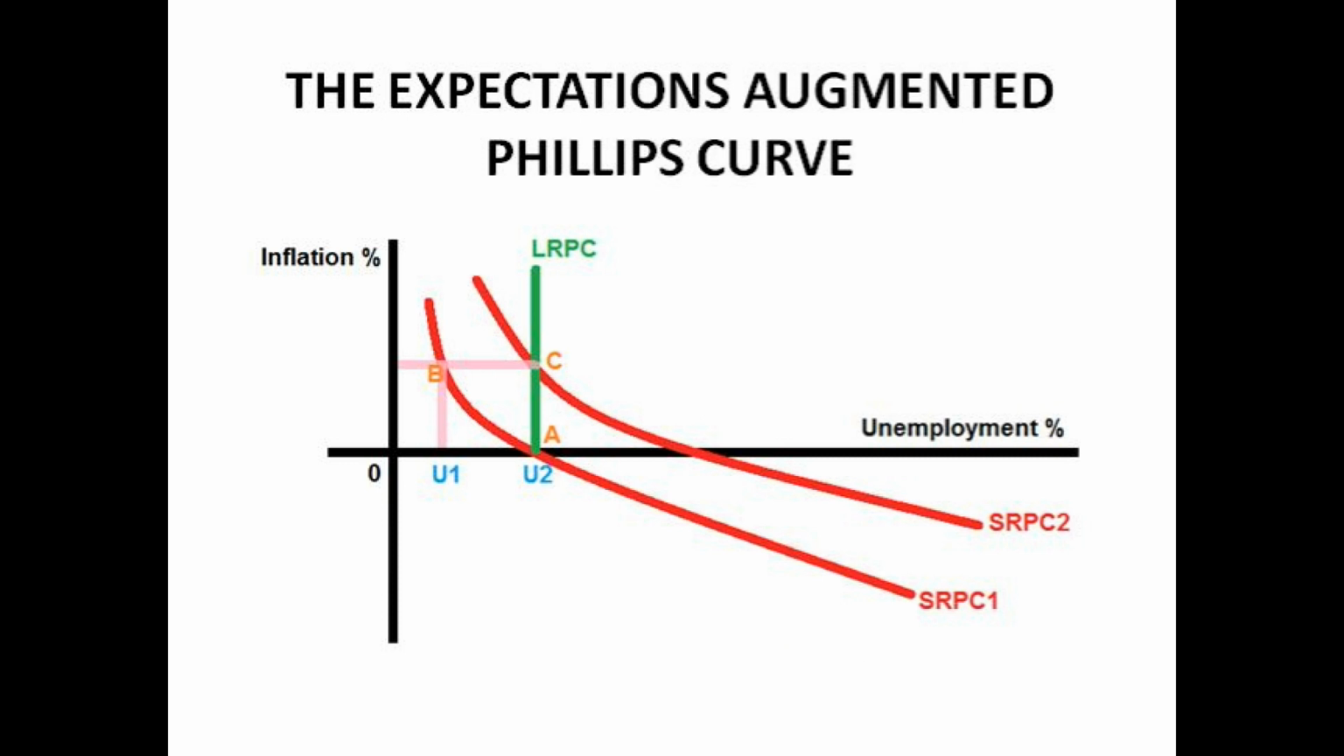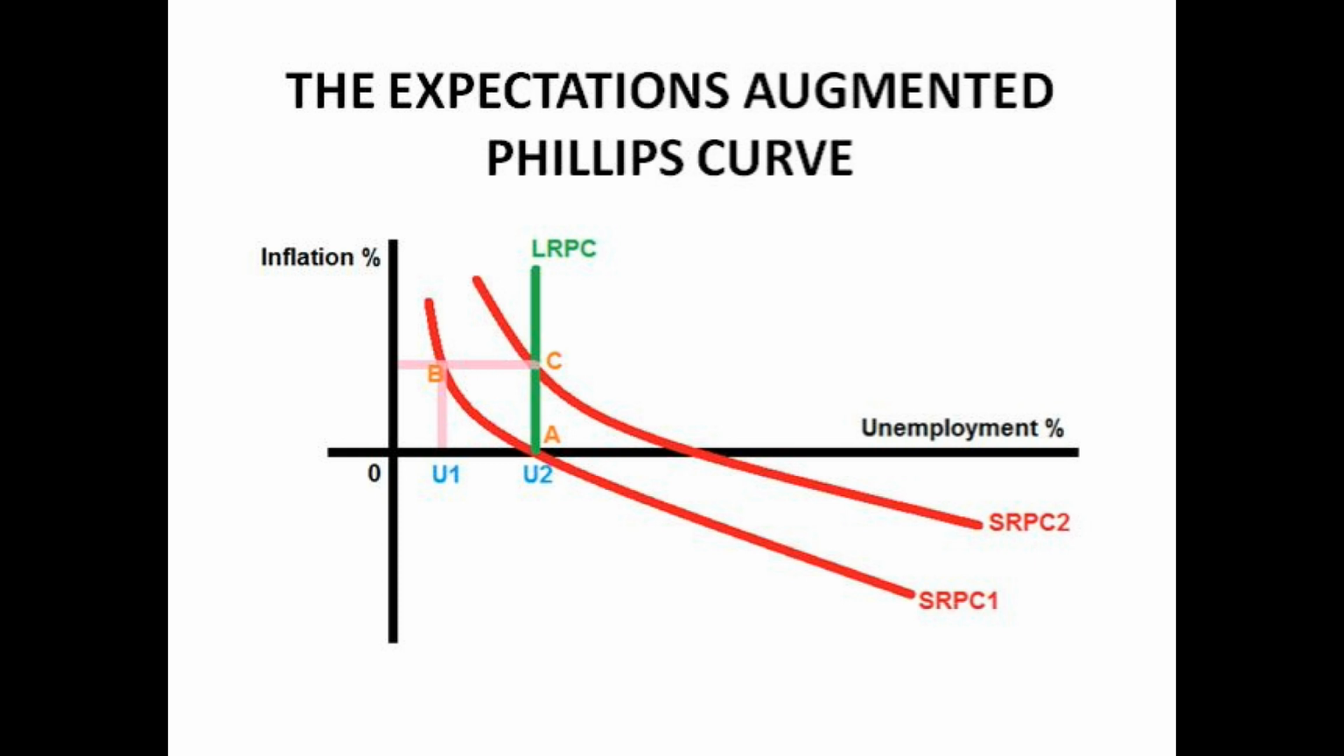Here is the expectations augmented Phillips curve. We're going to assume that the economy is at A at the moment. So we've got the natural rate of unemployment. We're at A, so that's U2, the natural rate of unemployment, and we've got low inflation. And the government thinks, I would like to reduce unemployment. And there's two ways it can do it. It could try to increase aggregate demand, to boost demand in the economy, so people will be spending and there'll be more need for workers to be employed. Or it can try to increase the amount we supply, so it can try to increase aggregate supply.